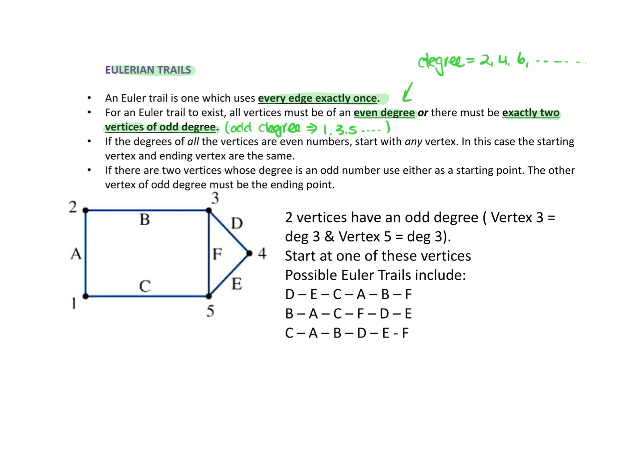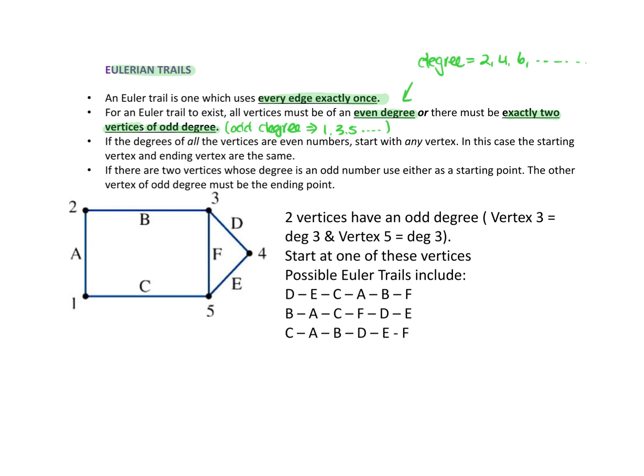Okay, so if the degrees of all vertices are even, start with any vertex, and you will end at the same vertex you started at. That means if they're all even, you should be able to just start anywhere. If you've got two odd vertices and all the rest are even, you then start at one of the odd ones and work through it, and you will end at the other odd vertex.